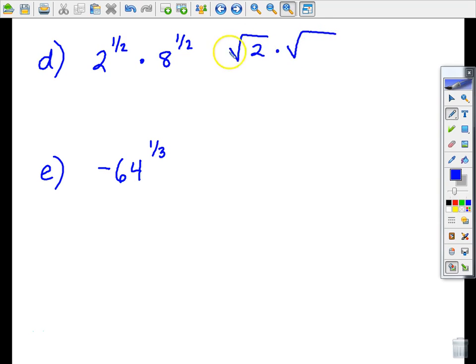Okay, so both of these in radical form, square root of 2 times square root of 8. Obviously, that's the square root of 16, which simplifies to 4. Okay, what about letter E in radical form? Let's see if Allie can help us with that one.